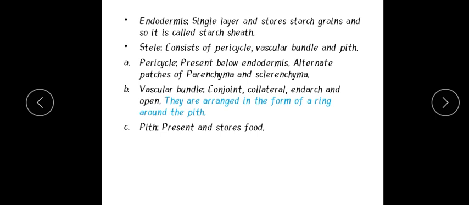In between xylem and phloem, cambium is present. Such a condition we give the term open. In the case of endarch, you have the protoxylem facing the center and metaxylem facing the periphery. Such a condition is called endarch. In the case of collateral, here you can see the xylem is towards the center and phloem is towards the periphery. What is conjoined? You can see xylem and phloem lying on the same radius.